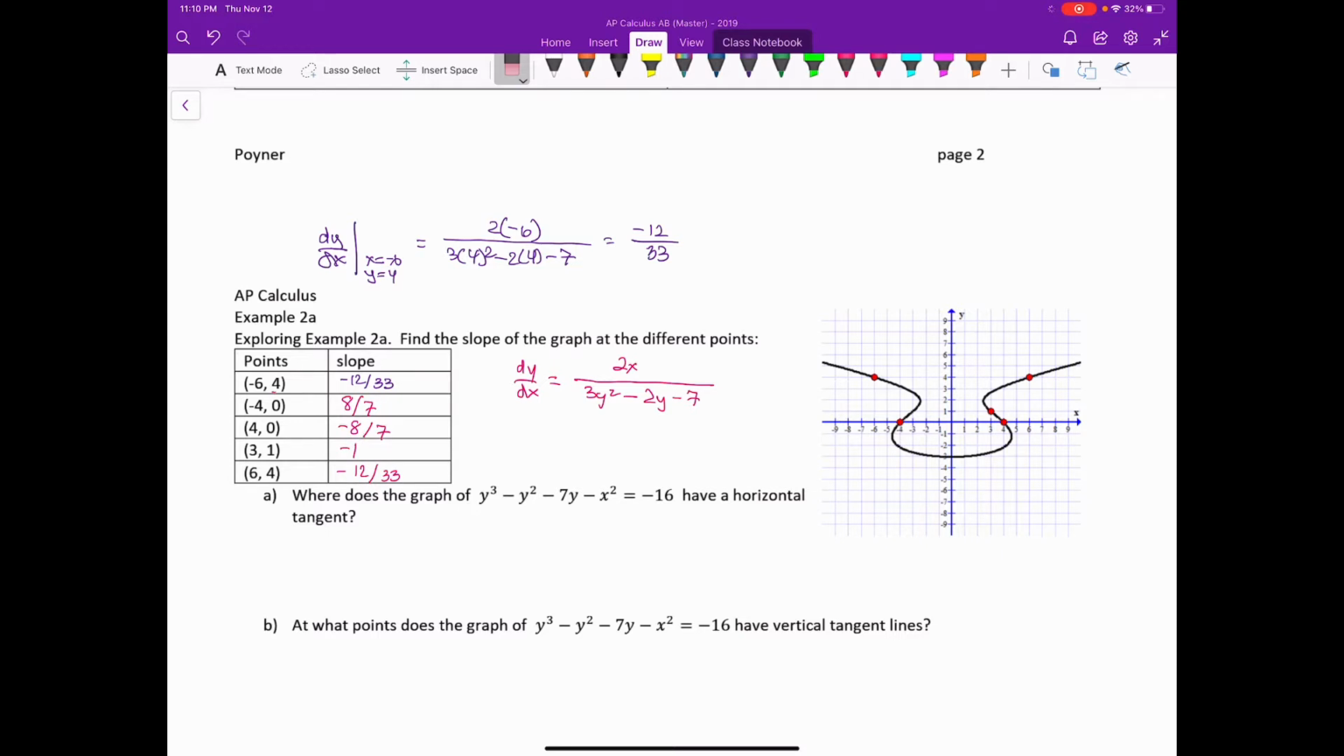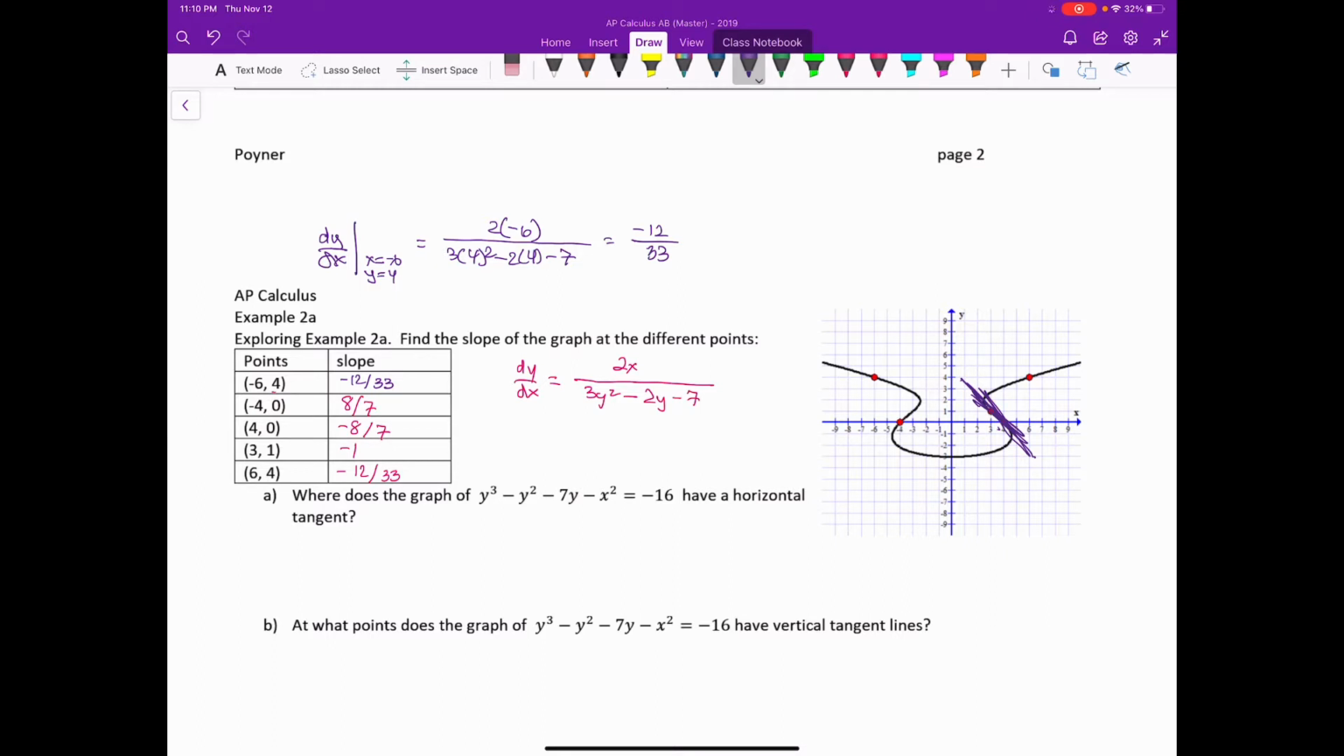This is what I got for the other 4 points. And again, you can kind of estimate it, to make sure you did it right, or maybe you lost a sign. So (-4, 0) is right here that I'm circling on the graph. And I can see that 8/7 is a little bit steeper than 1, and to me, it definitely looks slightly steeper than 1 there. And the same for (4, 0), it's going that way, a little steeper than at the point (3, 1), which turned out to be -1.